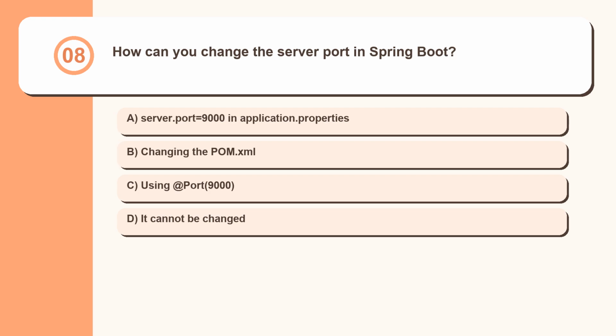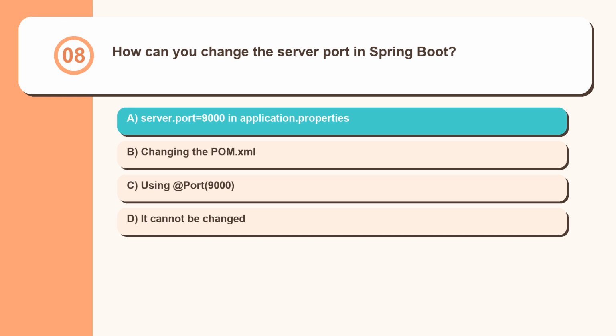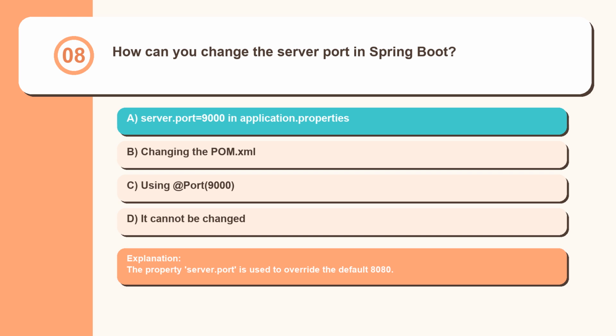Question 8. How can you change the server port in Spring Boot? server.port=9000 in application.properties, changing the pom.xml, using @Port 9000, it cannot be changed. The property server.port is used to override the default 8080.